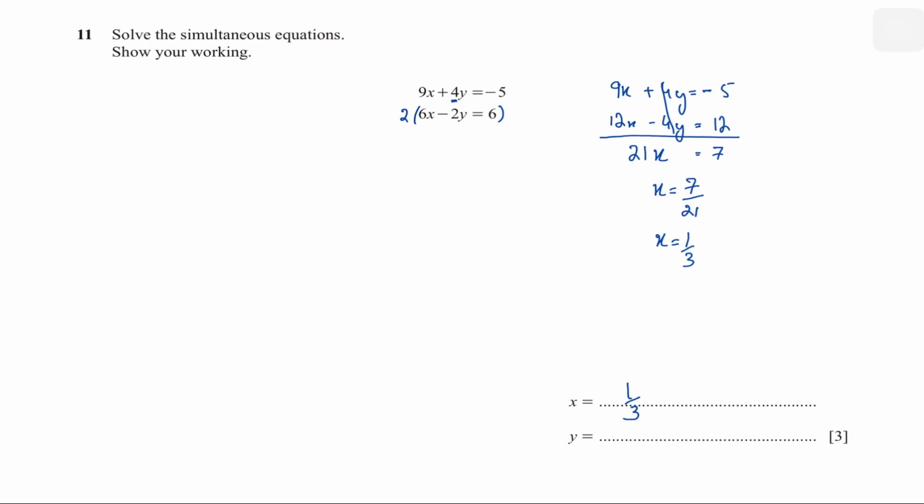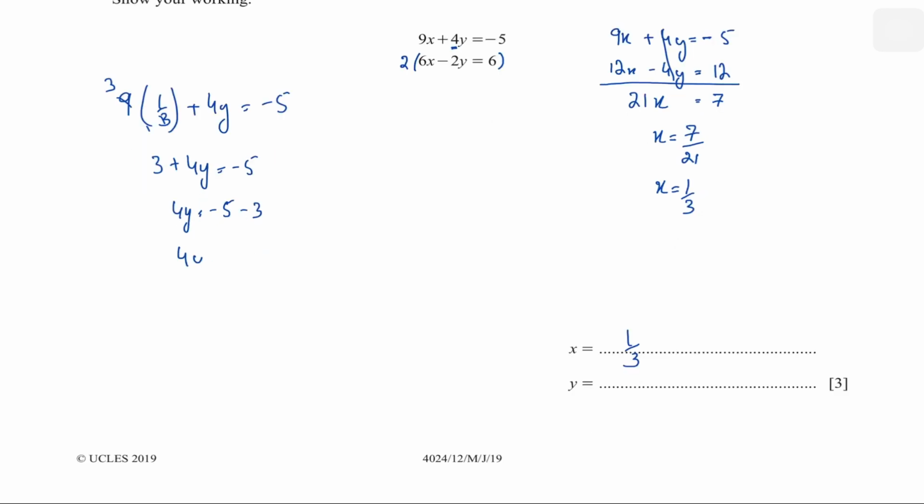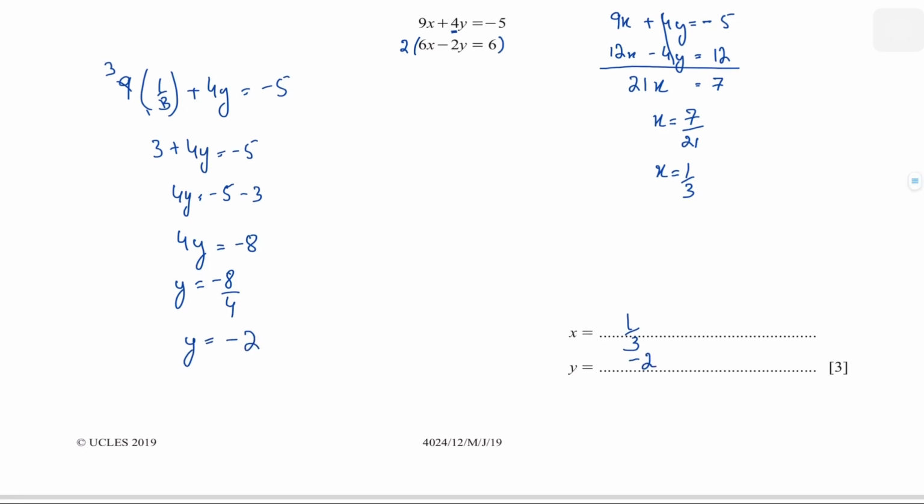So I'm going to use the first equation to find the value of y. So 9 as it is, in place of x, let's write 1 over 3, plus 4y equals minus 5. So 3 1s are 3, 3 3s are 9, 3 plus 4y equals minus 5, 4y equals minus 5 minus 3. Minus 5 minus 3 will give us minus 8. So 4y equals minus 8. y equals minus 8 upon 4. Simplifying this will give us minus 2. So there we have it. We now have the value of y as well.